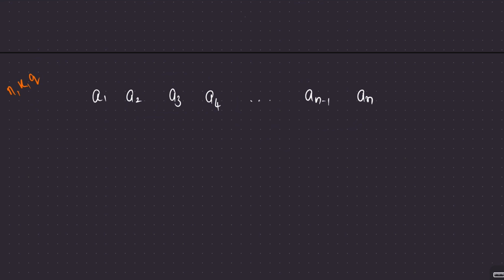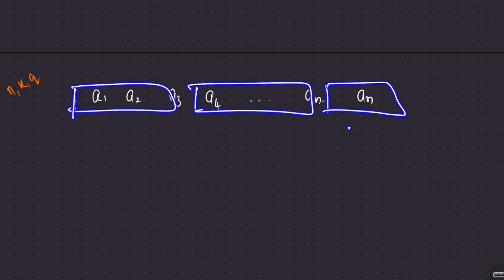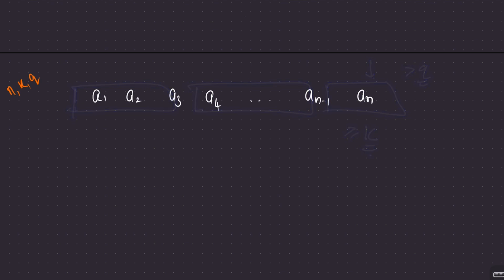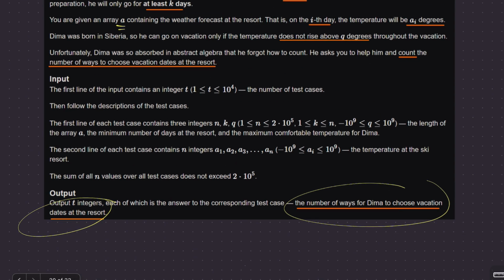So I guess this should not have been very difficult to make sense of, right? What you are effectively after is this: you are given this array A, and you want to count how many sub-arrays there are whose size is at least k, greater than or equal to k, and no element inside them is greater than Q, because the temperature should be less than or equal to Q, right? That's what they have mentioned. The temperature does not rise above Q degrees, right? So this is the question.